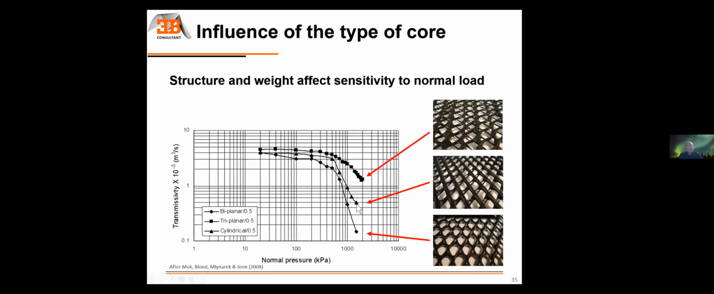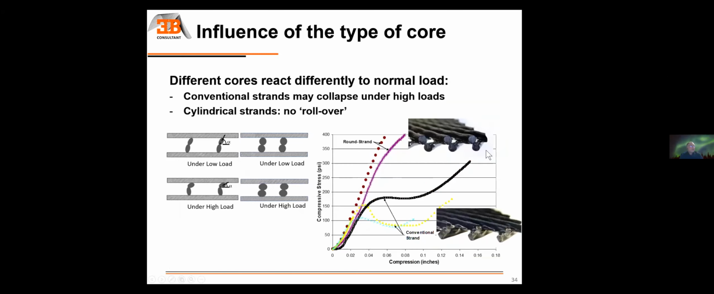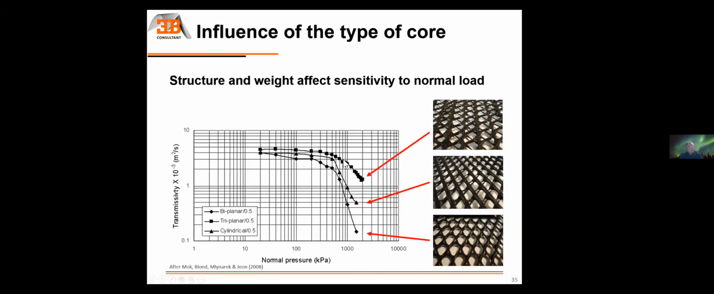Okay, very good. So the one that you can see here, it's the biplanar geocomposite with the cylindrical structure. So here, that's this product here. The first one in the bottom is this one. The second one is this one. And the third one, which offers the best, the most stable behavior under quite high loads, here you can see that we're going up to almost 2000 kPa, is a triplanar geonet. So really every product, every structure will behave very differently with regard to the normal load.